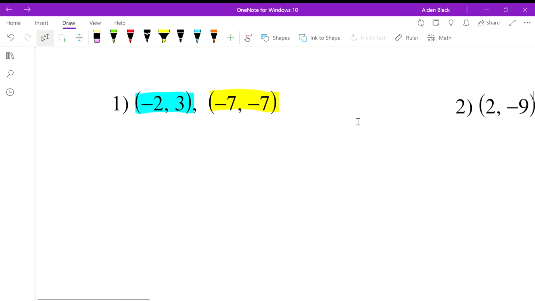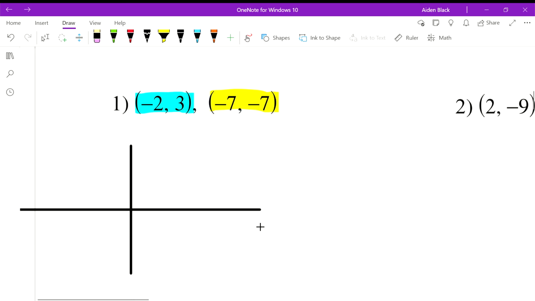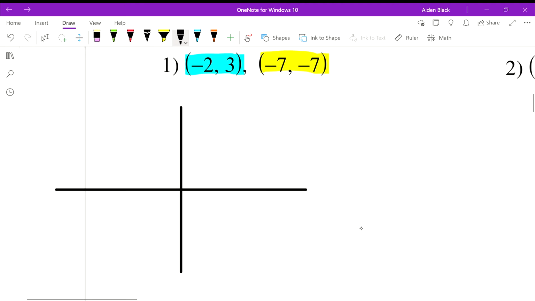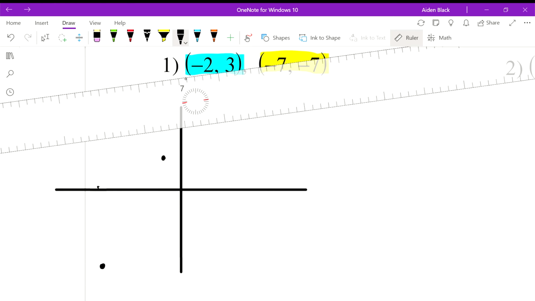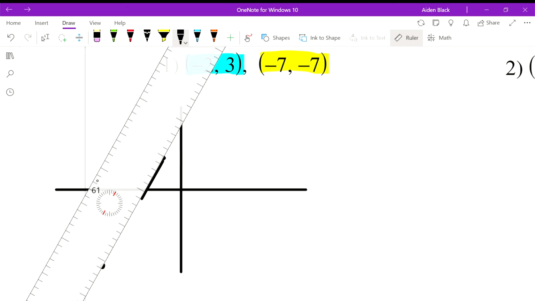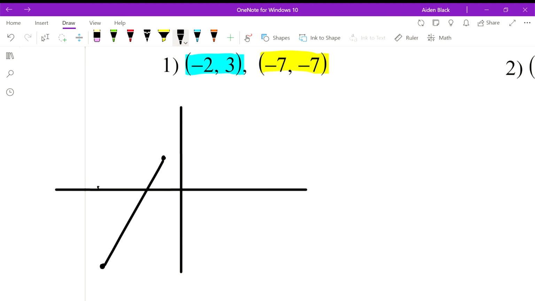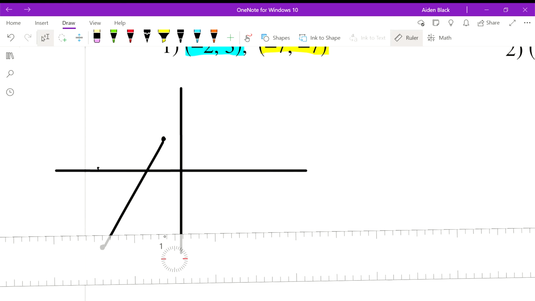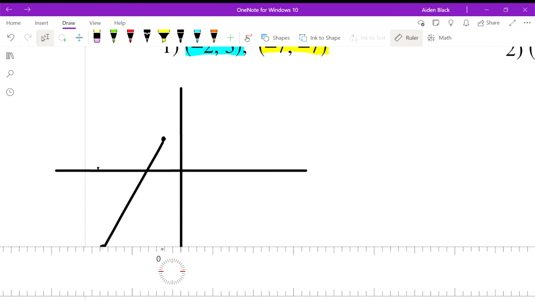Now we could map these out on one of your pieces of graphing paper. That would work just fine, because when you do that, -2, 3, -7, -7, we're trying to find the length of this, right? And to do that, all we need to find is the change in your vertical and your change in your horizontal. So start with this one.